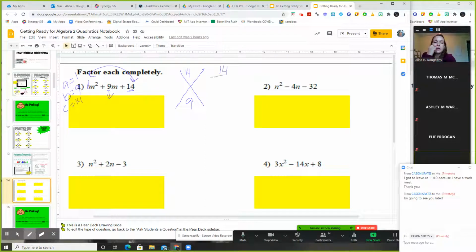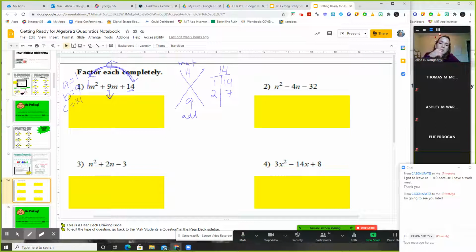If we make our chart, because we're not sure, we can do 1 and 14 or 2 and 7. So when you multiply the 1 and the A and the C, that always goes to the top, and the B always goes to the bottom. And you're always going to multiply to the top number and add to the bottom number.